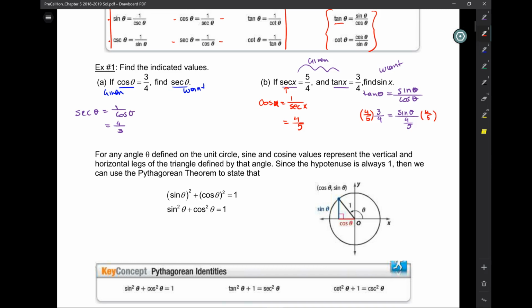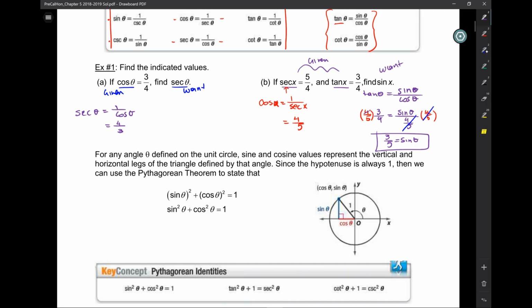No. That's if you're right. Okay, so there is a difference there. Cancels with this whole thing. And I get, okay, so some of these things reduce too. So 3 over 5 is sine of theta. Okay?